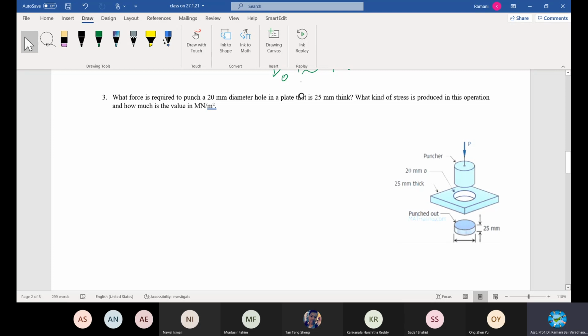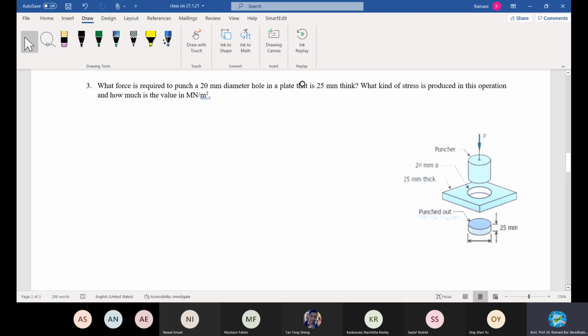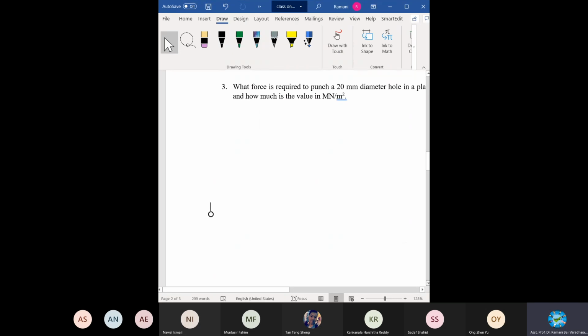That is why I take a bit of questions, so that you understand clearly the concept of loading and the stress produced, so that you can apply it in complicated problems. You see here a very simple question given to you, another type. What force is required to punch a 20 mm diameter hole in a plate that is 25 mm thick? What kind of stress is produced in this operation and how much is the value in mega Newton per meter square? For solids you have to use mega. If it is the same m coming in liquids, you can use million.